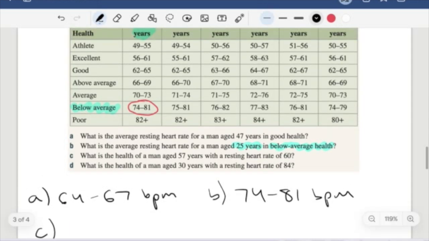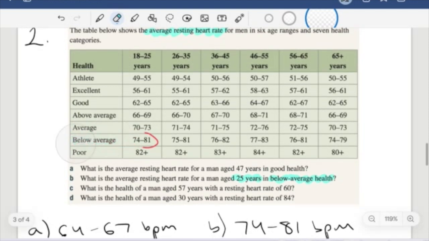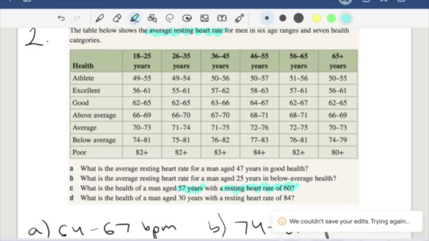Okay, part C. We're looking for the health of a man aged 57 years with a resting heart rate of 60. By now, we should be comfortable with this whole procedure, but I'll go through these last two questions with you. We've got 57 years and a resting heart rate of 60. Okay, so here we're doing something slightly different. Before, in the first two parts, we were looking at the average resting heart rate, but now we are looking for the health of a person given their age and the resting heart rate. So we're kind of backwards mapping this.